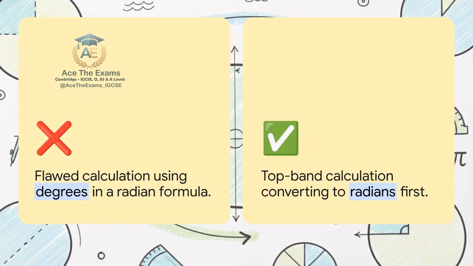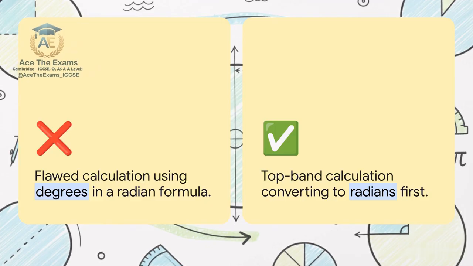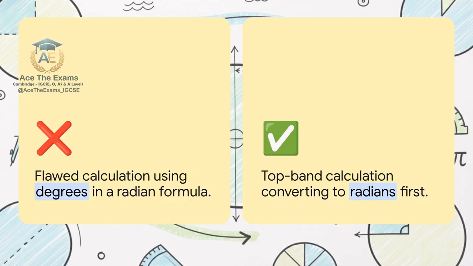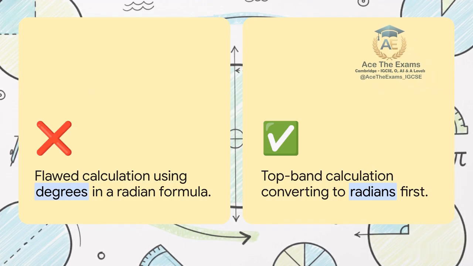So look at this flawed student answer. They see an angle of 65 degrees, they see the radian formula for arc length, which is r times theta, and they just multiply the radius by 65. 0 marks. The formula arc length equals r theta only works if theta is in radians. Now compare that to the top band calculation. This student either converted 65 degrees to radians first by multiplying by pi over 180, or they just used the standard degree formula. The stakes of ignoring your calculator's DRG button, degrees, radians, gradients, are incredibly high. Literally always verify your calculator mode before you punch in a single number.